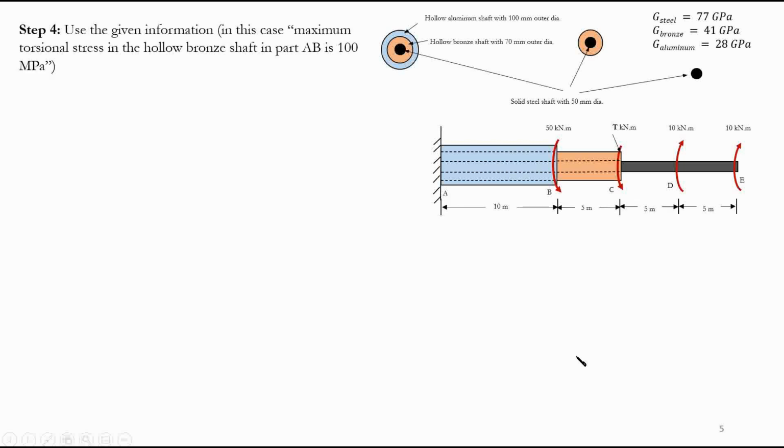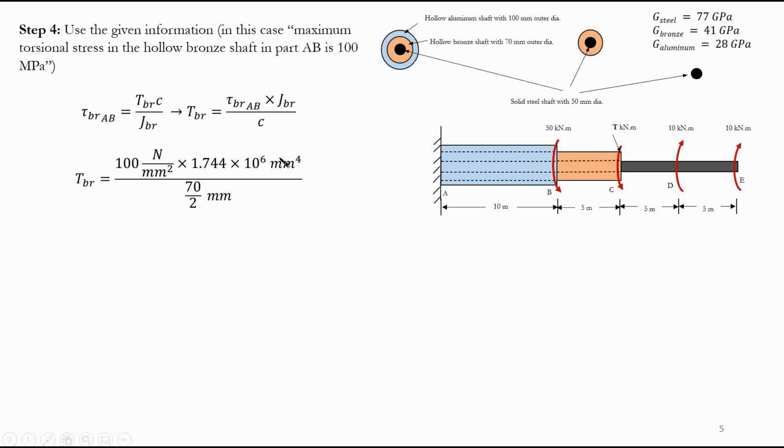Now, what is the condition that I'm going to use? If you remember, we had a condition, use the given information. In this case, maximum torsional stress in the hollow bronze shaft in part AB is 100 megapascal. So the question gives us information that in the hollow bronze shaft here in portion AB, my maximum stress is 100 megapascal. What does it mean? What is the formula? It's TC over J, right? The tau is equal to TC over J. What is C? The maximum distance from the center of my circle. Now, we're going to talk about that. So TBR is equal to this.